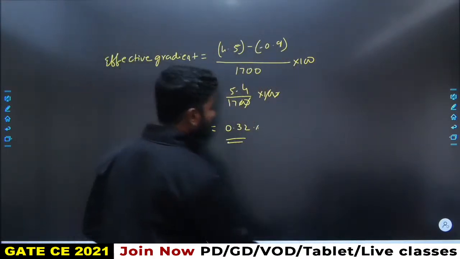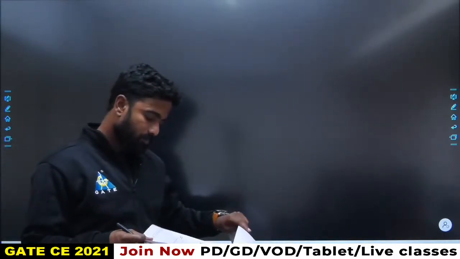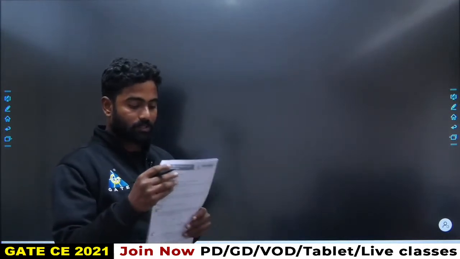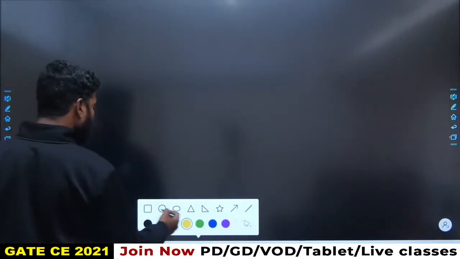Next question is, a column is connected to the bracket connection shown in the figure. What is the resultant force at R?